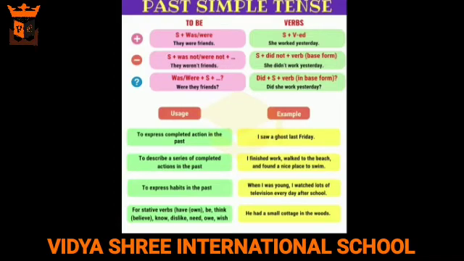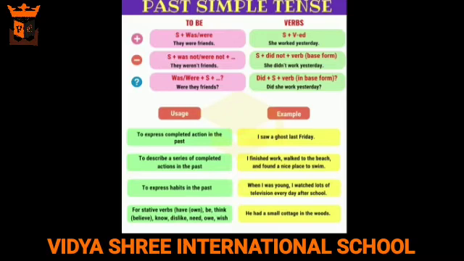In affirmative sentence, we use subject plus second form of verb plus object. In negative, we use the helping verb did not with the subject, and after using did, we will write the root form of verb, or we can say first form of verb. And in interrogative sentence, it is did plus subject plus first form of verb plus object. Clear? Now let us see where do we use simple past tense.